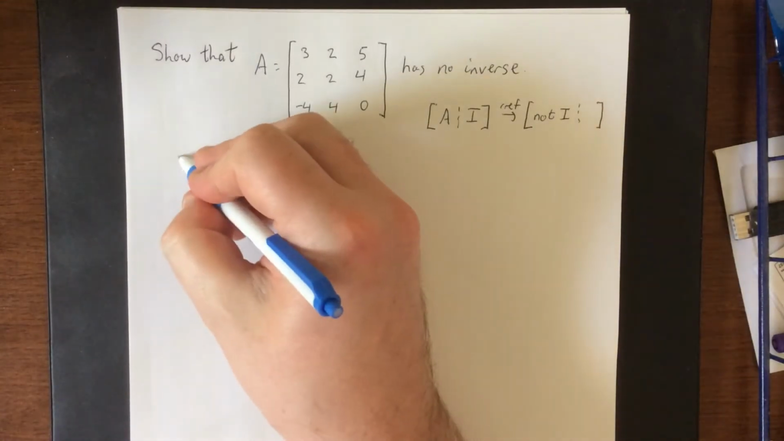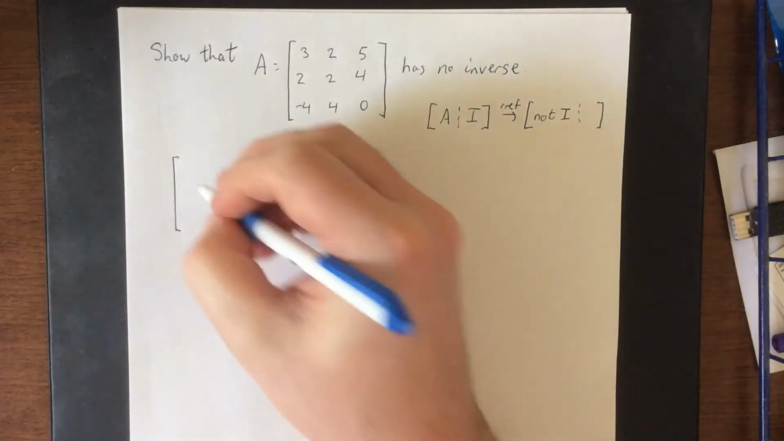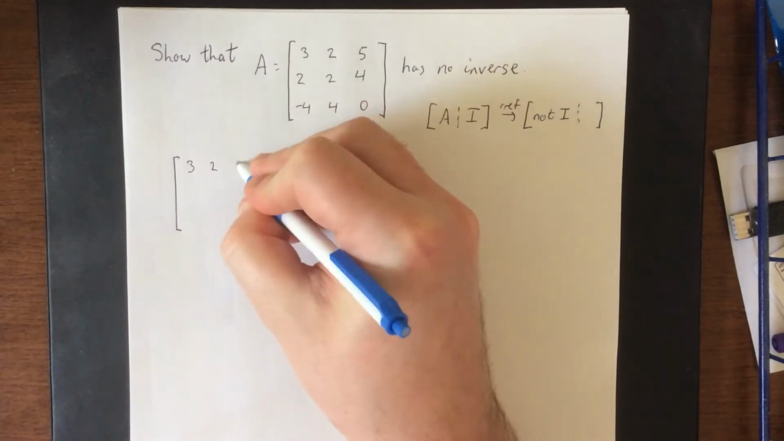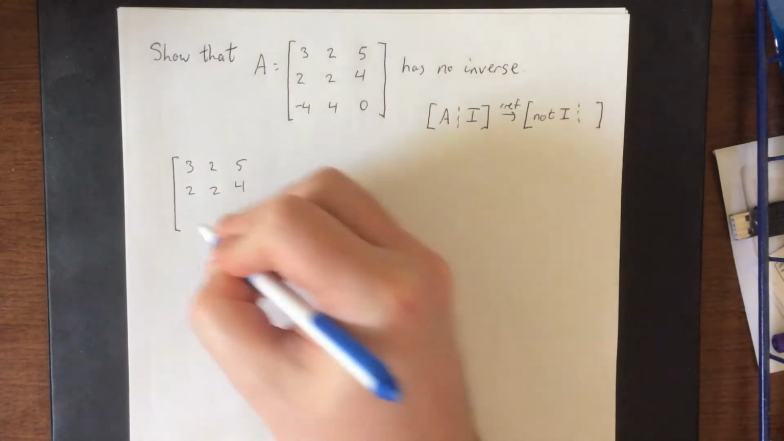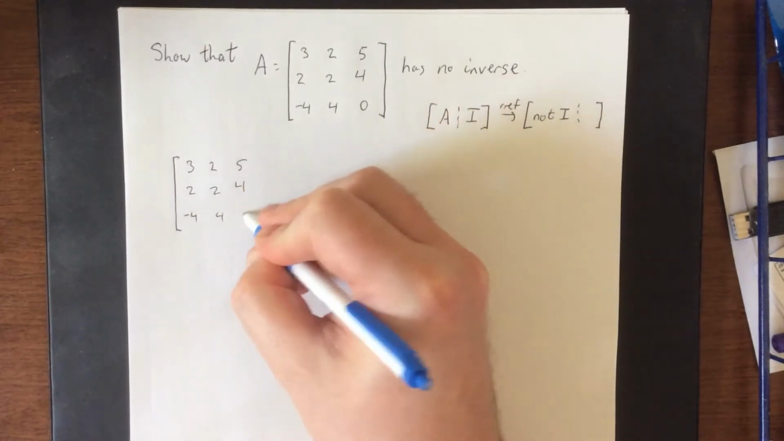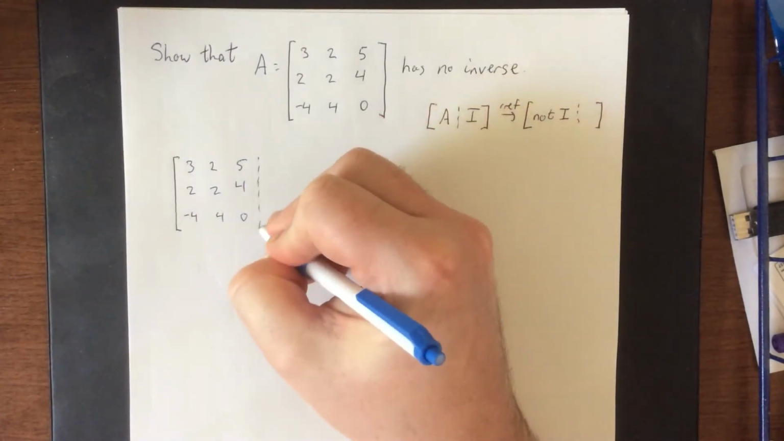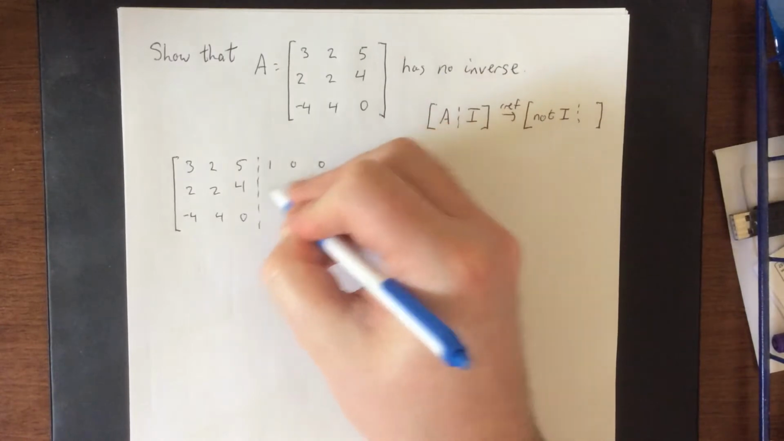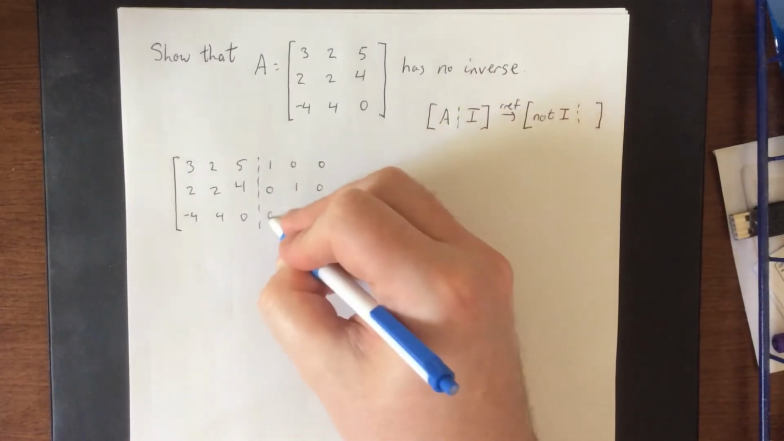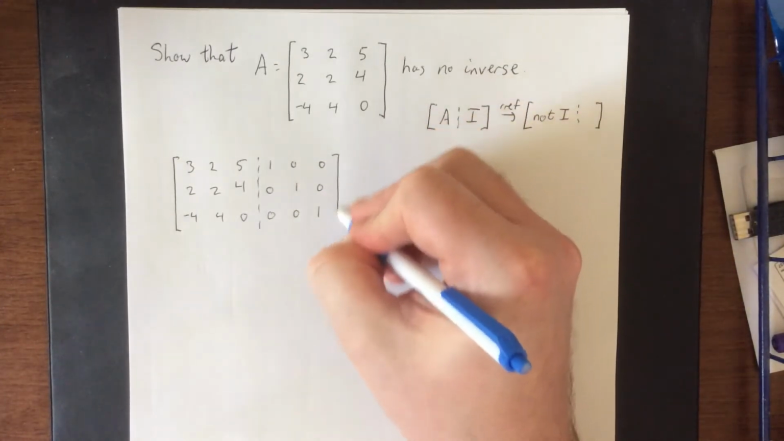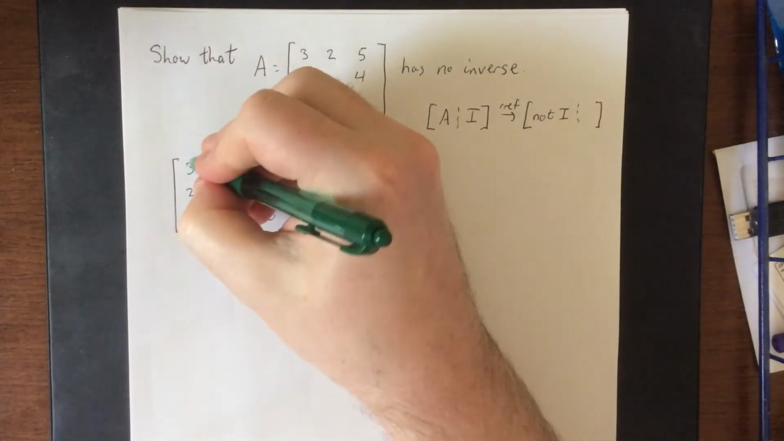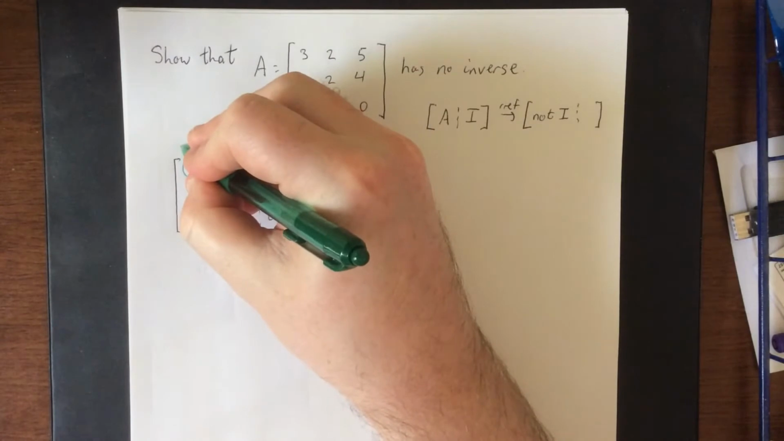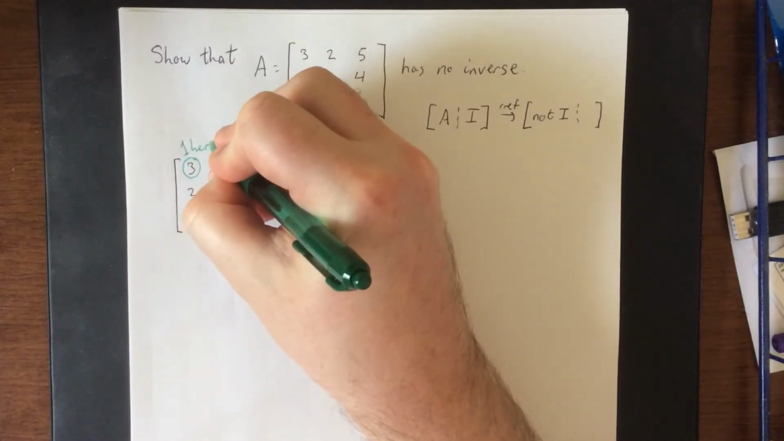Now, as such, we will start the same way. 3, 2, 5, 2, 2, 4, negative 4, 4, 0. Then we'll augment with the identity matrix. Now, our first goal for reduced row echelon form is to get a 1 into the 1, 1 entry.